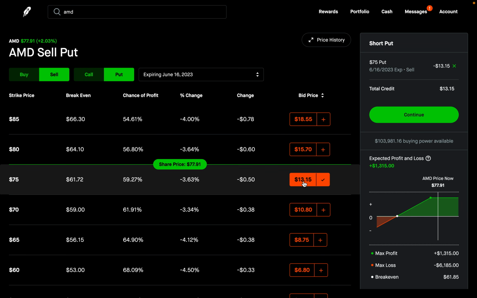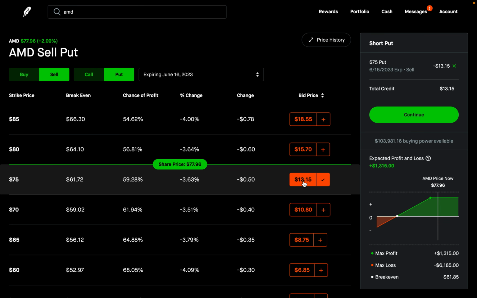So just by knowing that, number one, you only want to do this on companies that you really believe in, companies that you think have pretty strong fundamentals, you believe will go up in value a lot in the long term. Those are the types of companies and stocks you want to be doing this on, right? Basically a company that you wouldn't mind buying shares of. Because again, worst case scenario here is you have to buy 100 shares of that stock at whatever strike you chose. That's literally the worst case scenario here.